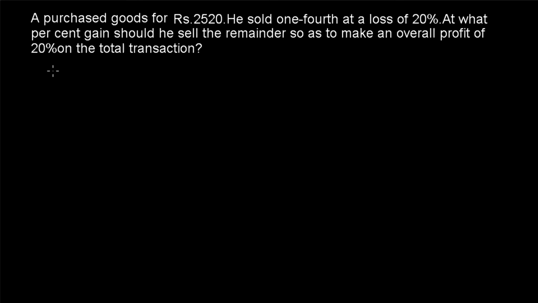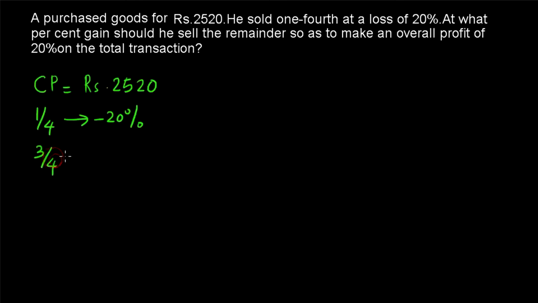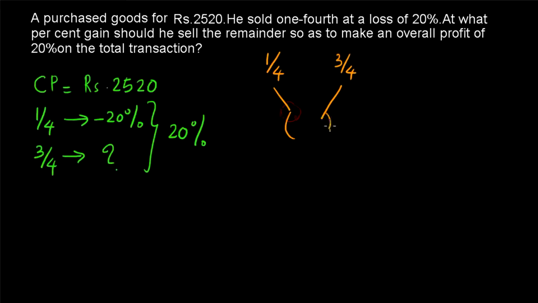A is purchasing the goods for a cost price of rupees 2520 and he is selling one-fourth at a loss of 20%. At what percentage gain should he sell the remainder, that is 3/4, so as to make an overall profit of 20% on the total transaction? By saying this itself, some combination is coming. This 1/4 part and the 3/4 part when combined together, we will be getting the whole transaction and the overall profit.